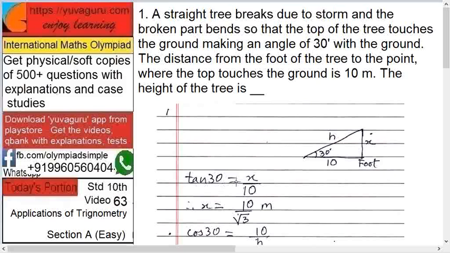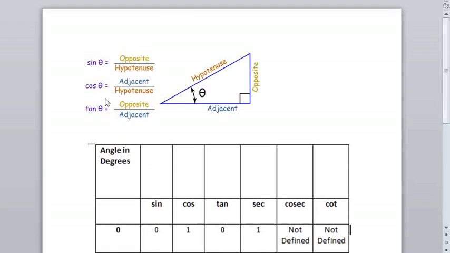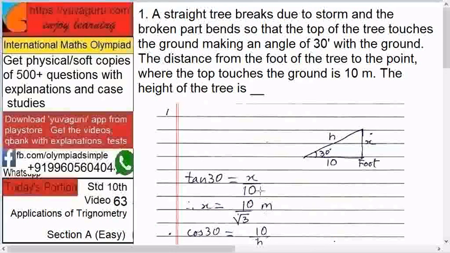Therefore, tan 30 equals x upon 10. Right? x upon 10. What is tan? Opposite upon adjacent, right? So x upon 10, but tan 30 we know is 1 upon root 3. Therefore x equals 10 upon root 3.